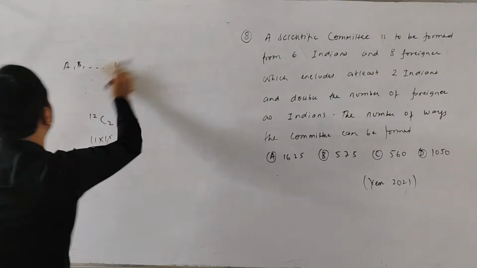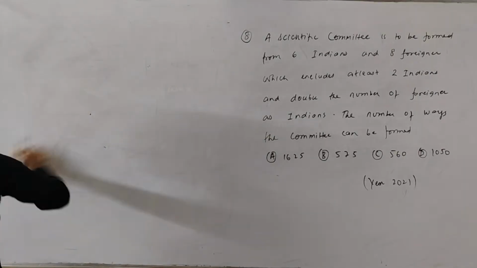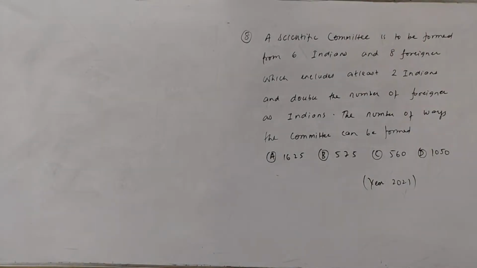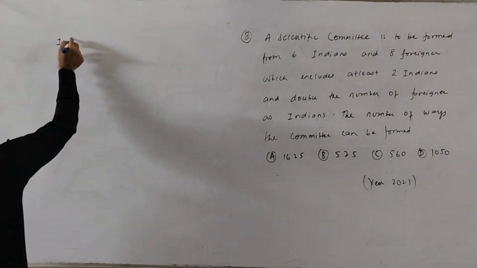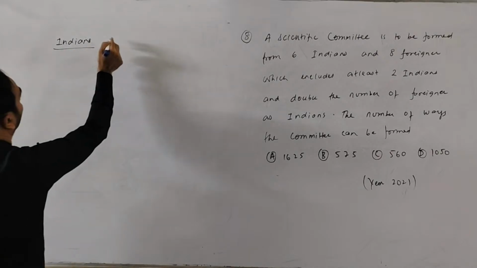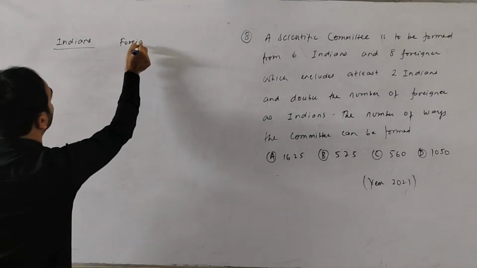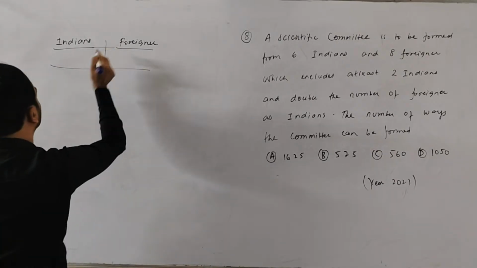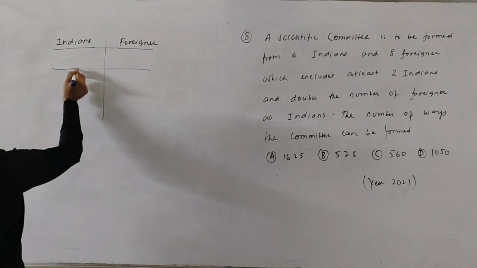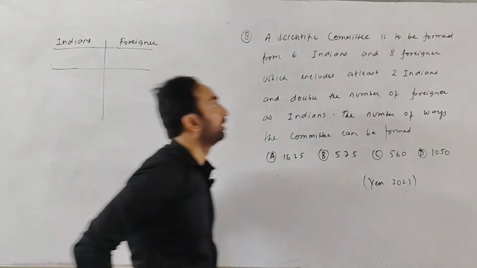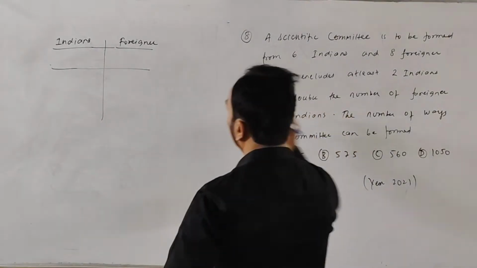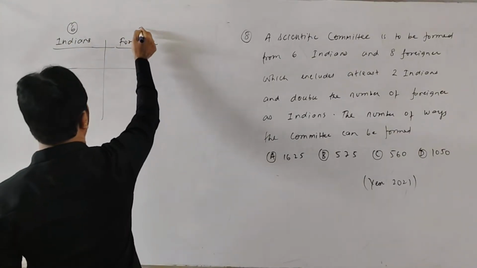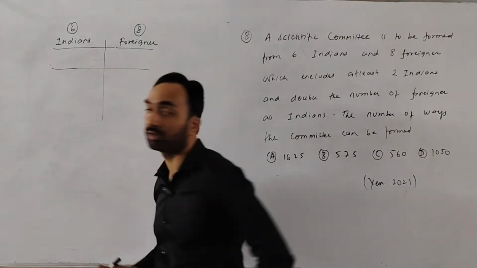Make a separate table for the solution first, so that we can find it quicker. Start with one column as Indians and one column as foreigners. What is the condition for Indians? Minimum 2 Indians are required for making any committee. And the number of Indians available is 6, and the number of foreigners available is 8. Take care of that.